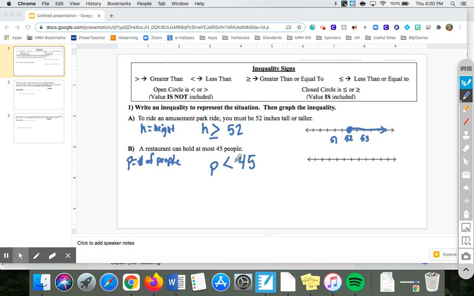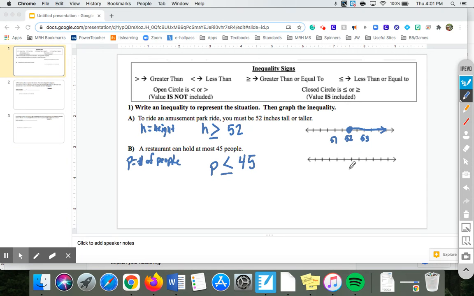So p is less than 45 is one option, but also if it's at most 45, always again think, can it be equal to 45? In this case as well, it can be. If it said something along the lines of can hold fewer than 45 people, we would not be putting that line underneath. But since it's at most 45 people, that language says that we're okay with it being exactly 45.